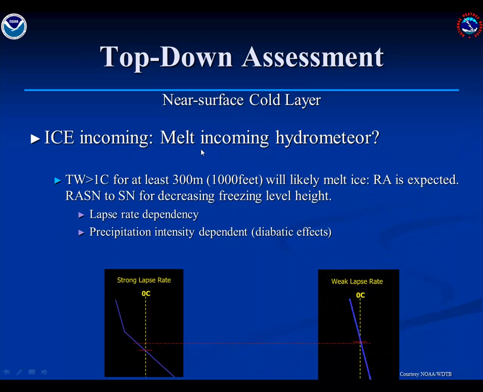What if we have ice incoming? Will the situation, which typically looks like this, will the low-level thermodynamics be able to melt the hydrometeor as it approaches the surface? Typically, the wet bulb temperature can be used for this, and if you look for wet bulb temperatures of greater than 1 Celsius for about 1,000 feet, it will likely melt the ice, and then you'd expect rain. And so as your freezing level decreases, you can expect more of a rain-snow mix and possibly even just snow, depending on how cold or how low that freezing level is.